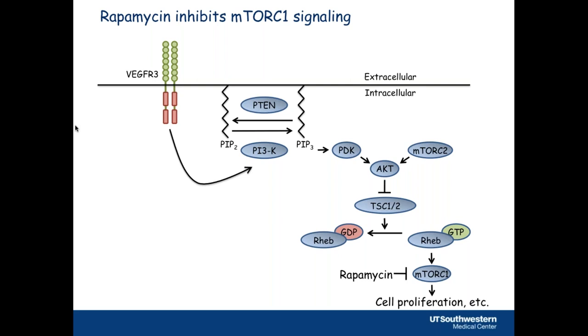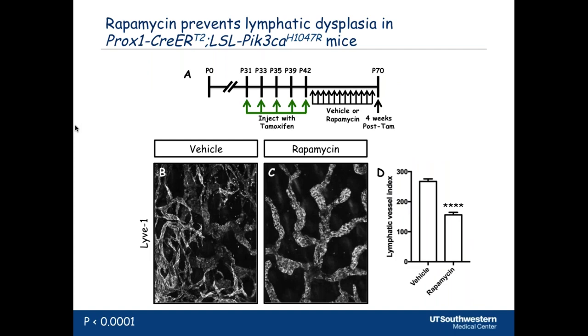Somatic activating mutations in PIK3CA cause hyperactivation of the PI3 kinase, AKT, and mTOR pathway. Rapamycin is an FDA-approved inhibitor of mTOR. Therefore, we set out to determine the effect of rapamycin on the phenotype of our mutant animals. We first performed a prevention study. In this experiment, we started to treat mice with either vehicle or rapamycin a day after they received their last tamoxifen injection, and we treated mice with rapamycin for 4 weeks.